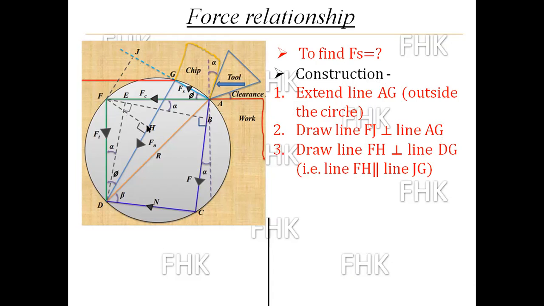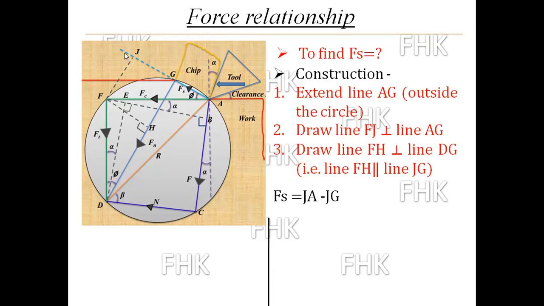This is again 90 degrees. I will draw the perpendicular here, and this line is crossing these two parallel lines. So this angle will be 90, and this angle will again be 90. So FH is equal to JG. Now Fs will become JA minus JG. Fs is equal to JA minus JG.